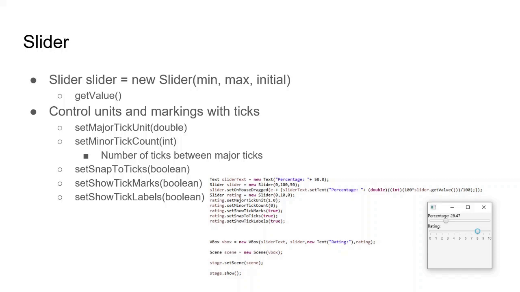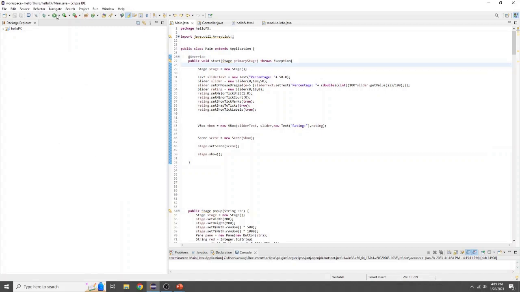Well, the second slider is a rating slider where we can select from 0 to 10 in multiples of 1. So we can't select any non-1 answers. So it has to be 0, 1, 2, 3, etc. all the way up to 10. So you can see this in action.